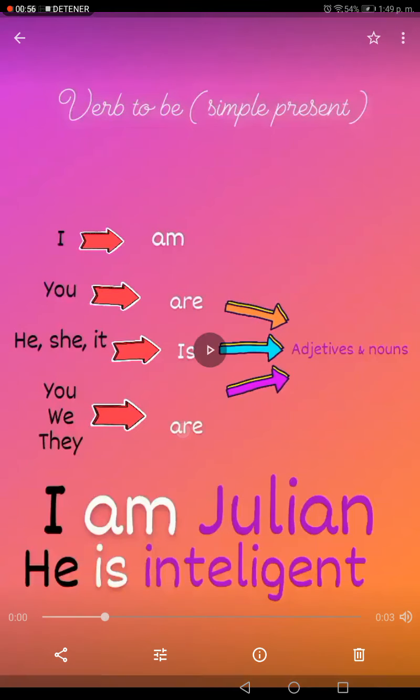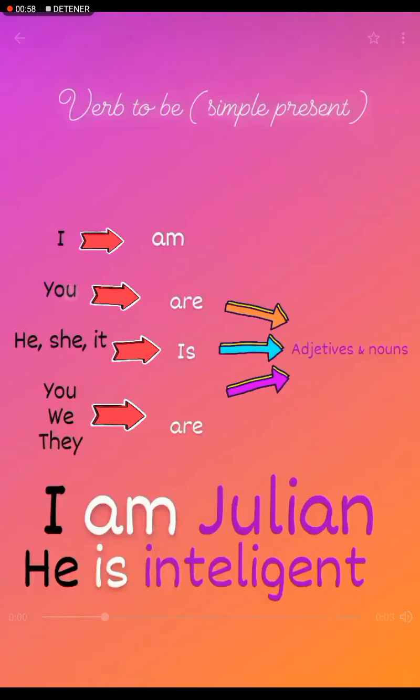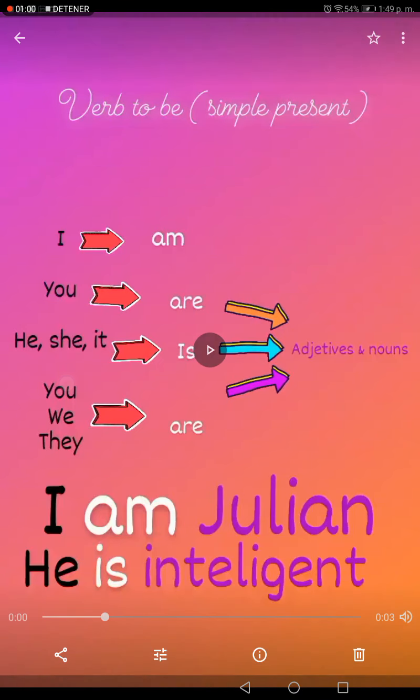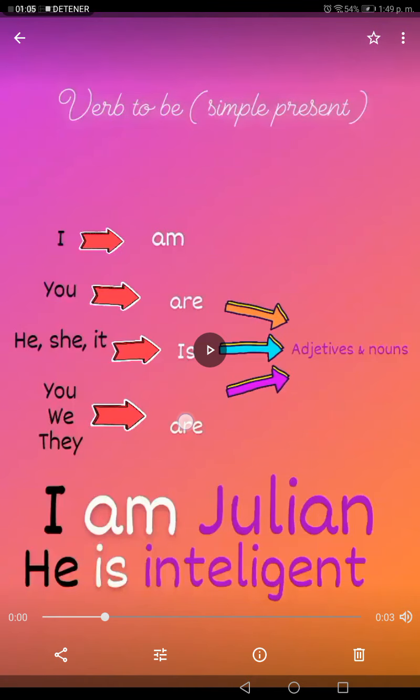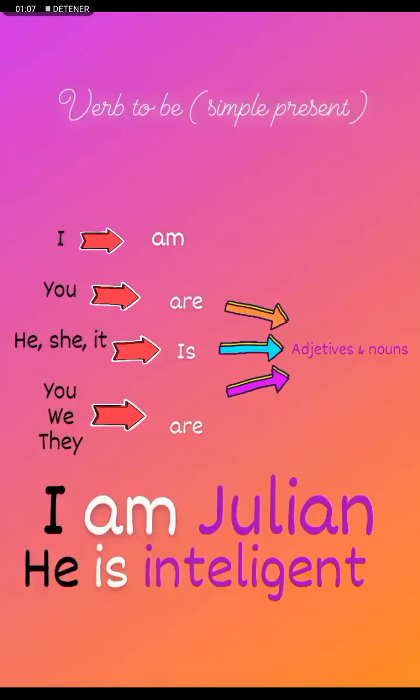Why do we have twice you? Because this is singular and this is plural. You are, ustedes son o están. We are, nosotros somos o estamos. They are, ellos o ellas son o están.